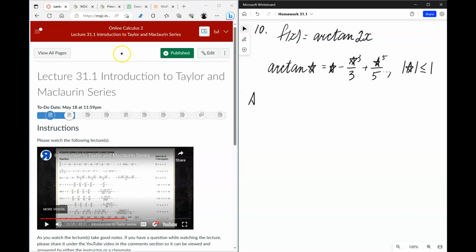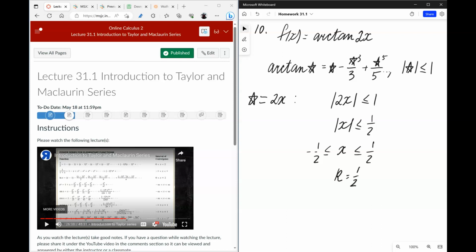And we're going to set our something to be 2x. So absolute value of 2x being less than or equal to 1 means absolute value of x is less than 1/2. X is between negative 1/2 and 1/2. And the radius is just 1/2.